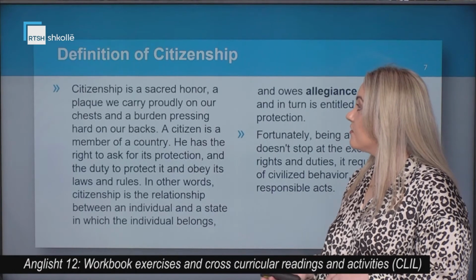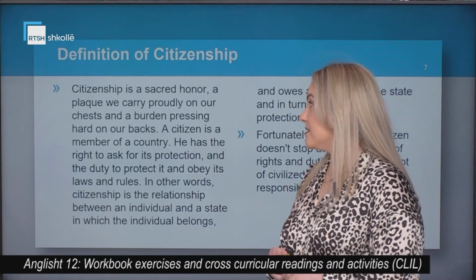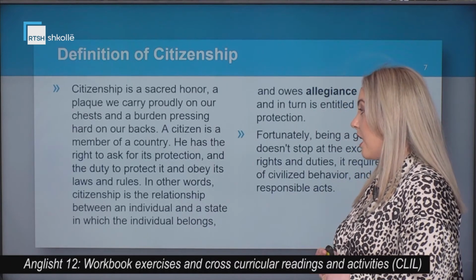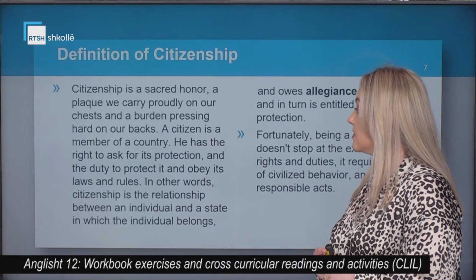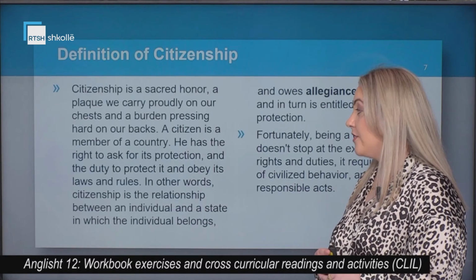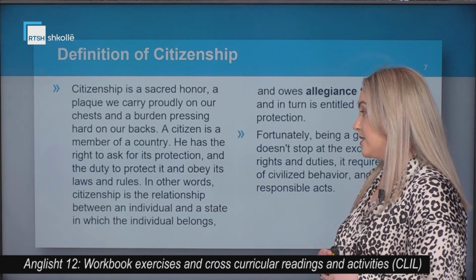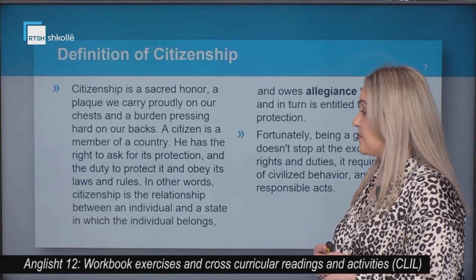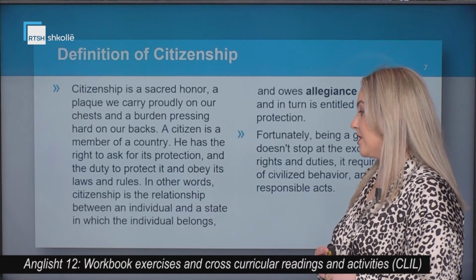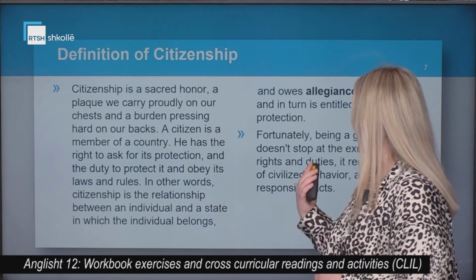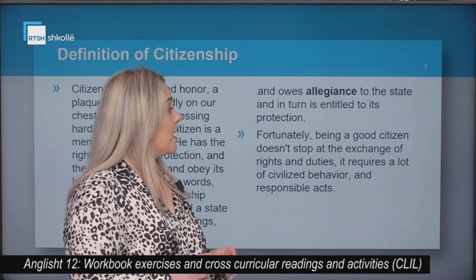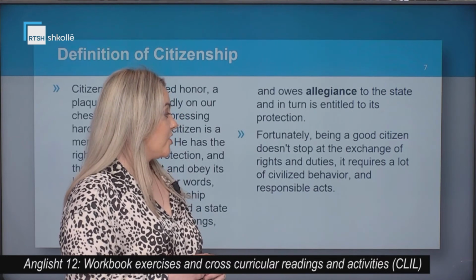The definition of citizenship. Citizenship is a sacred honor, a plaque we carry proudly on our chest and a burden pressing heavy on our backs. A citizen is a member of a country. He has the right to ask for its protection and the duty to protect it and obey its laws and rules. In other words, citizenship is the relationship between an individual and the state to which the individual belongs and owes allegiance, and in turn is entitled to its protection.